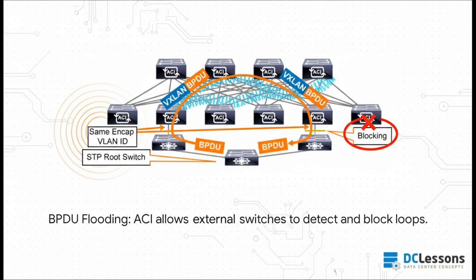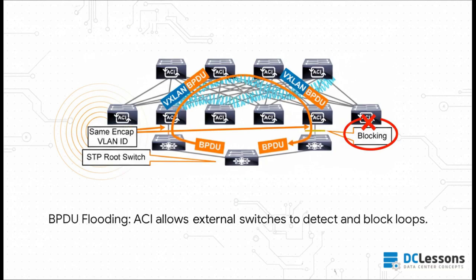Let's actually trace the path of a packet here to see how this works. So, the external spanning tree root switch sends out a BPDU, right? It hits the first ACI leaf. That leaf takes the BPDU, wraps it up in VXLAN, and floods it across the fabric. But here's the clever part. It only sends it to other leaf ports that are in the same access VLAN. So when the second leaf gets it, it unwraps the packet and sends the original BPDU back out. Now that external switch on the right sees the same BPDU come in on a different port. It goes, aha, a loop, and it does its job and blocks one of its own ports.